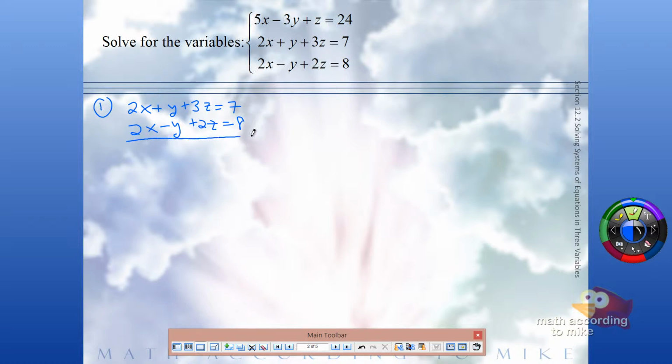And if I add the last 2 equations, notice that y cancels out. I would have 4x, no more y, plus 5z equals 15.